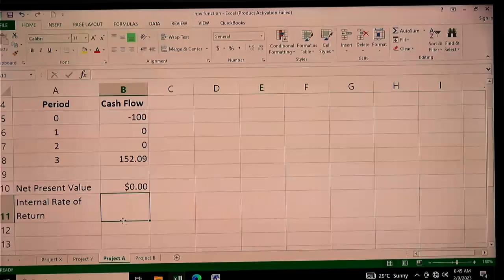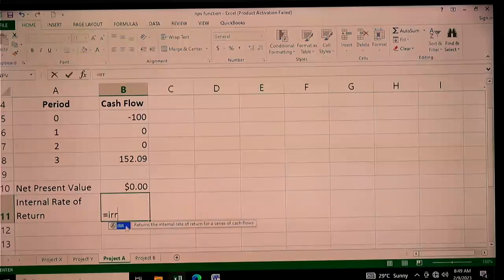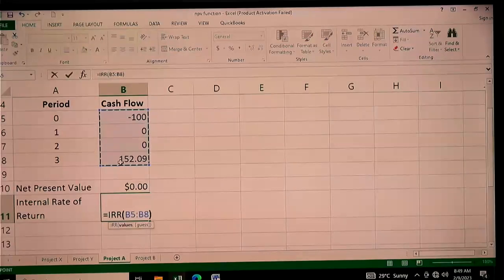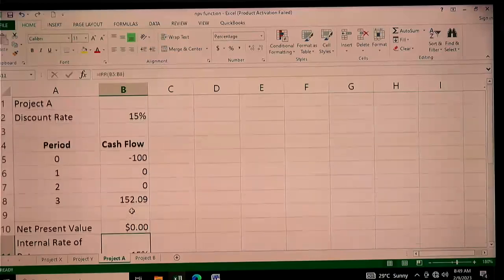And you insert the function. This one is not complicated. You just type IRR, the internal rate of return. It returns the internal rate of return for a series of cash flows. Now here you select the cash flows, starting from this one downwards. Then you close. We don't have to set the rate here. Remember that we are looking for that rate. And you realize that the rate is 15%.